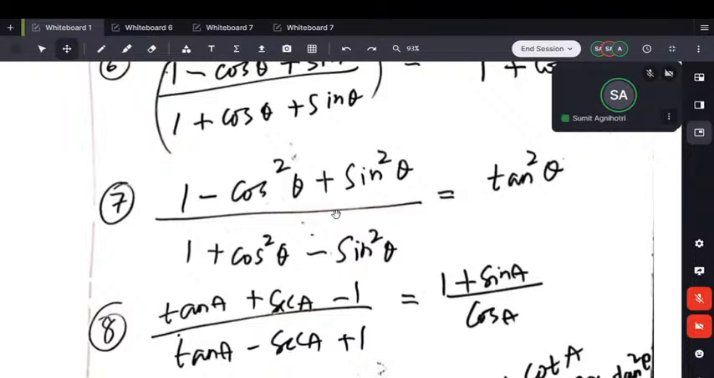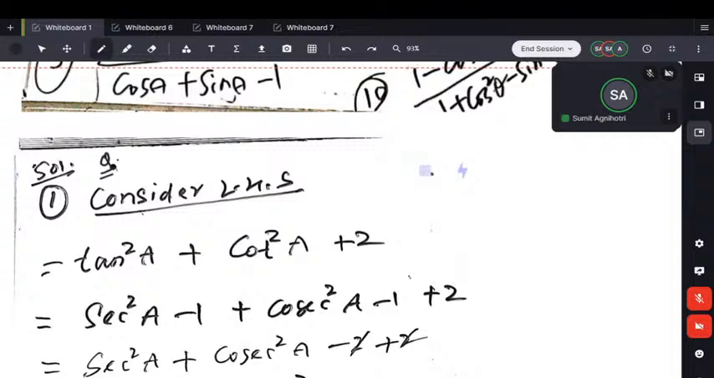Okay, let's solve this question very effectively. We will try to solve it. The question is here: tan square A plus cot square A plus 2, and we want this to be equal to cosec square A times sec square A.